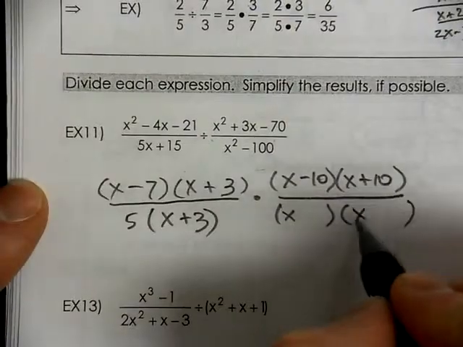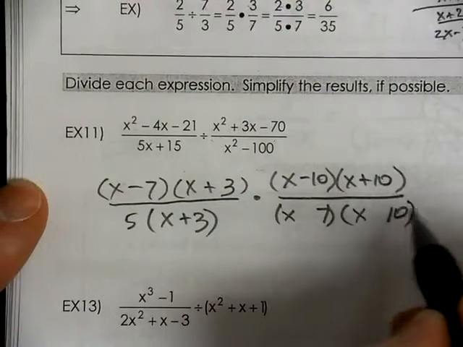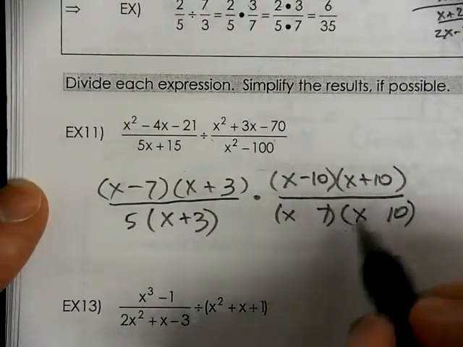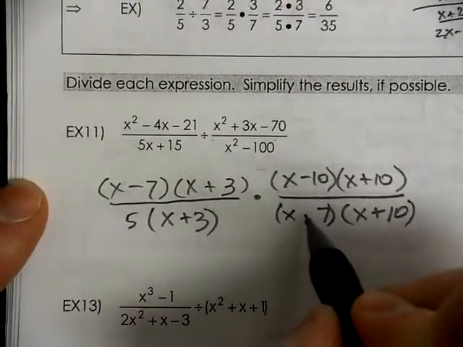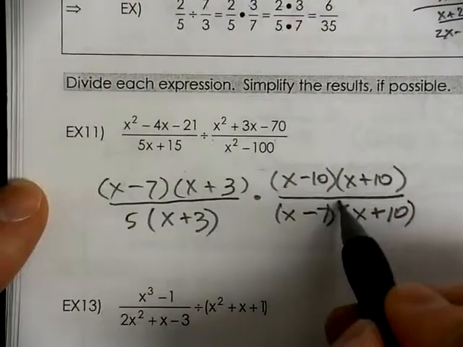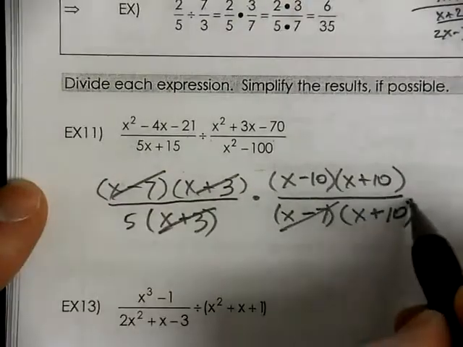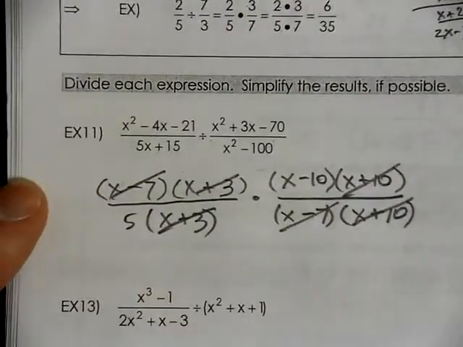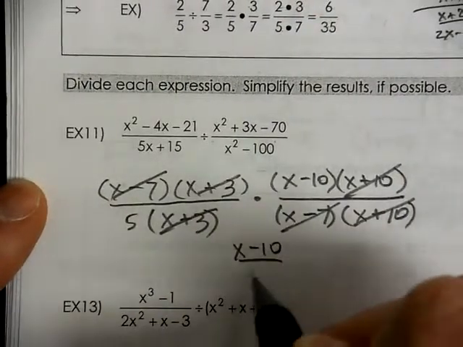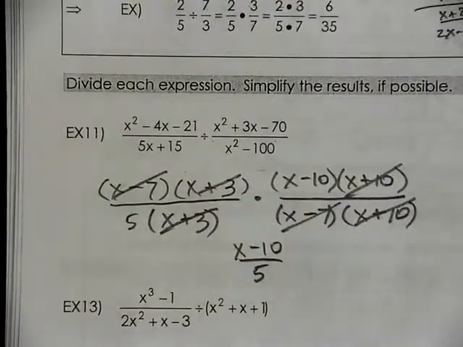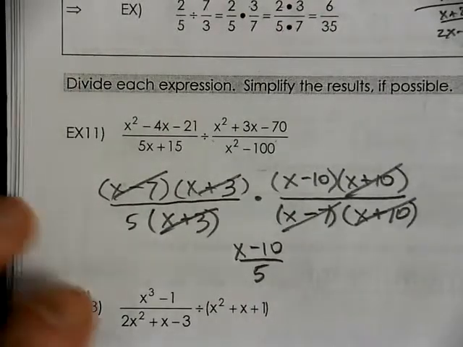We have x and x. Looks like 7 and 10. What multiplies to be 70 and adds to be 3? So this is going to be more positives because it adds to be a positive, and a negative 7. So those can still cross out. These can cross out. x plus 10s can cross out. And you're left with x minus 10 over 5. Nothing can reduce here. You cannot reduce the 10 and the 5.